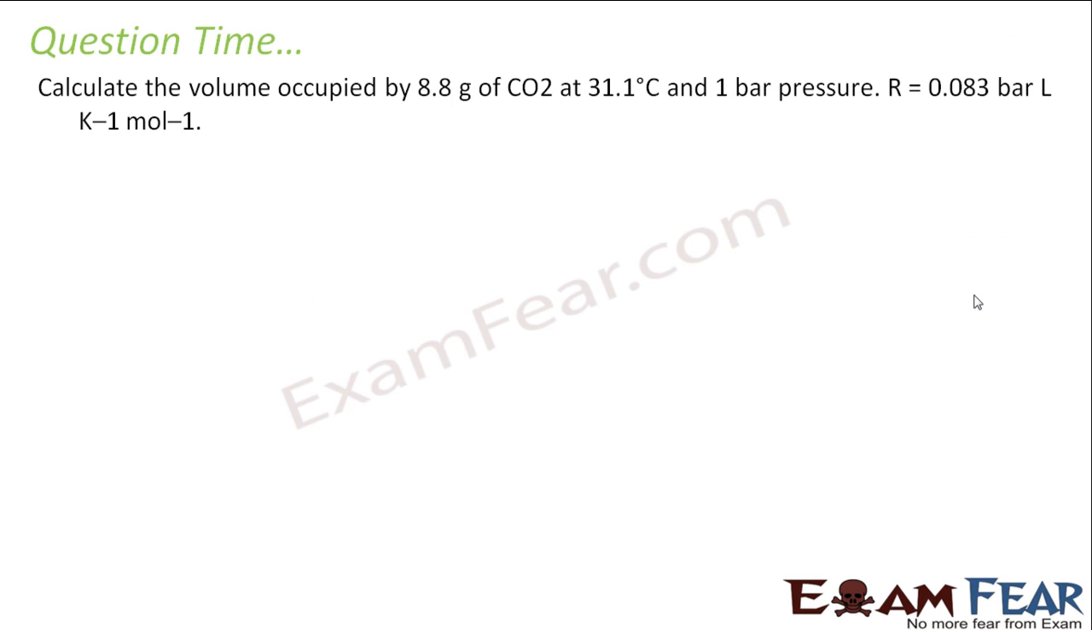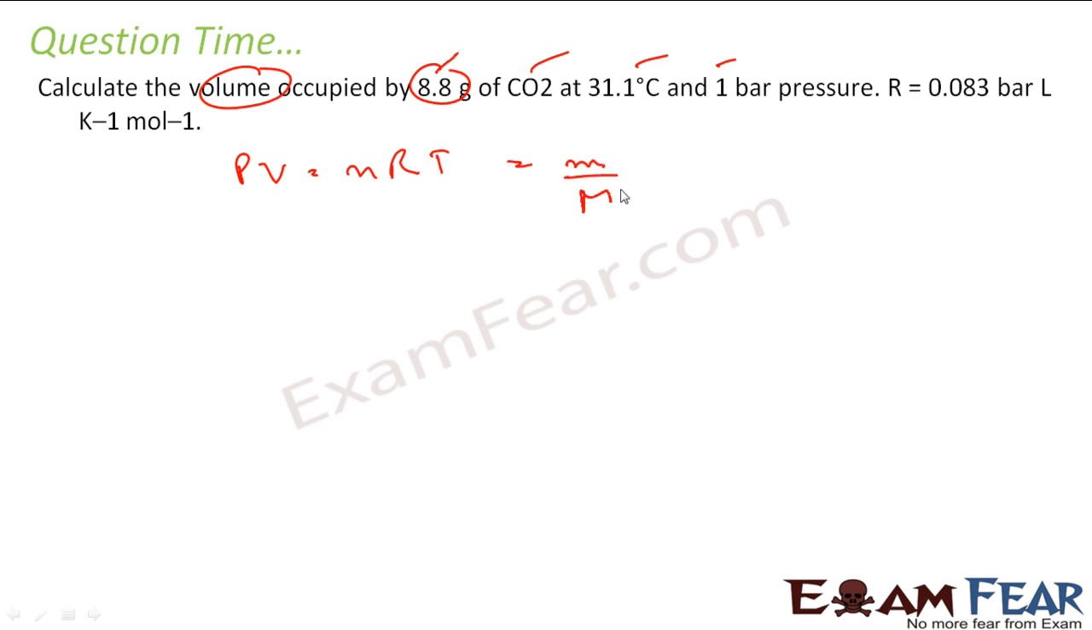So pretty straightforward question, easy question. We have to find the volume occupied by 8.8 gram of carbon dioxide at this temperature, this pressure. So we just use the formula PV is equal to nRT. But n is not given, we have mass given and molar mass we know. So we can use the formula mass by molar mass times RT. So to find the volume, V is nothing but mRT by MP, this is the formula.